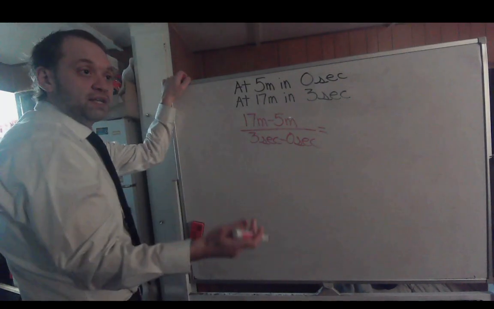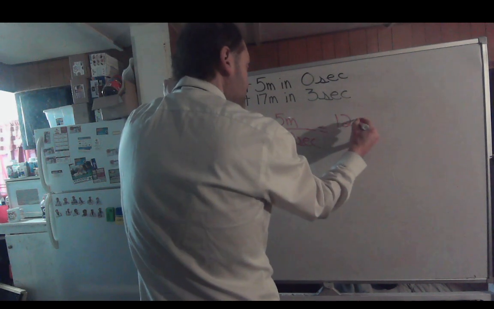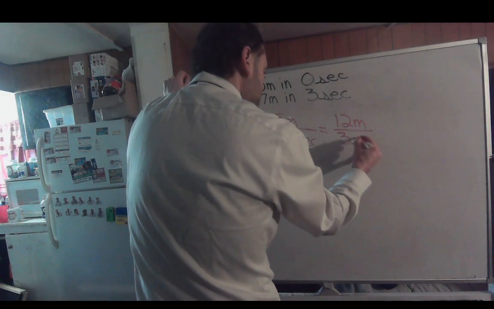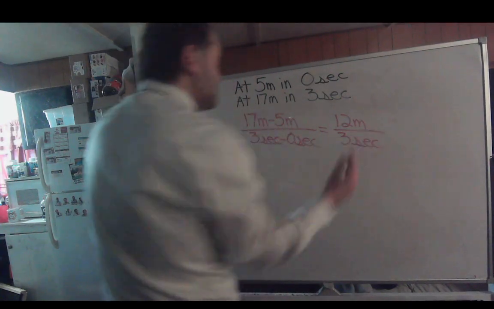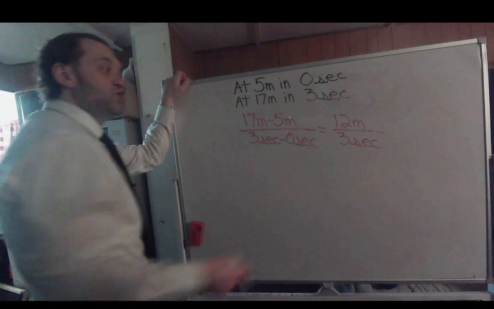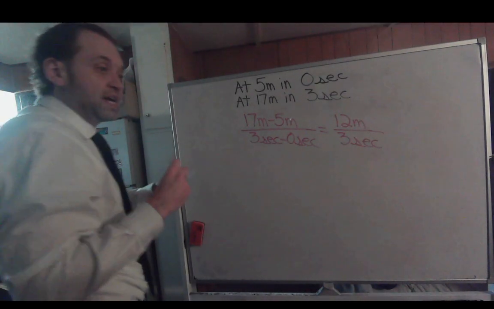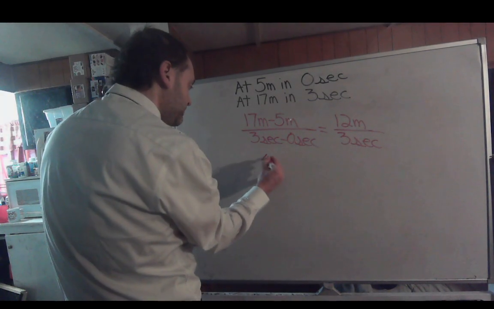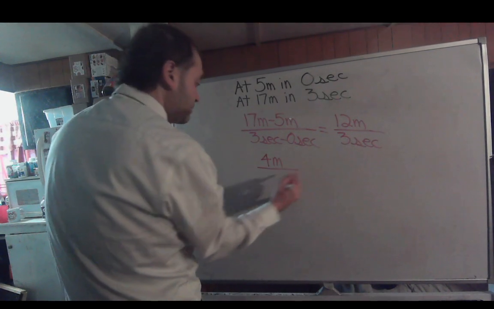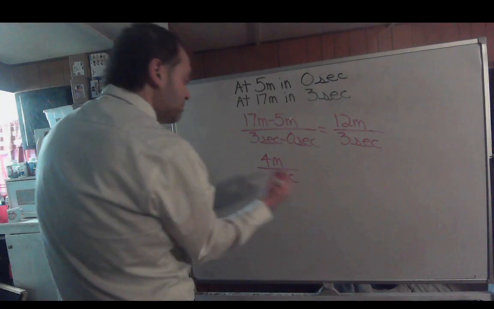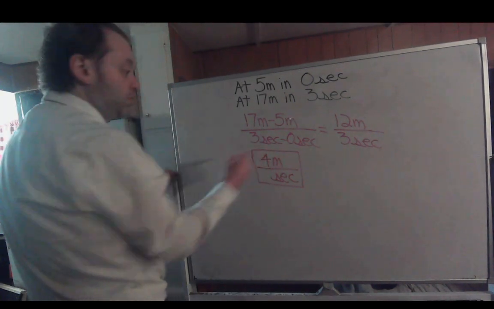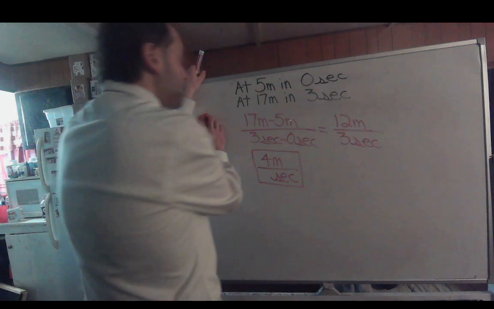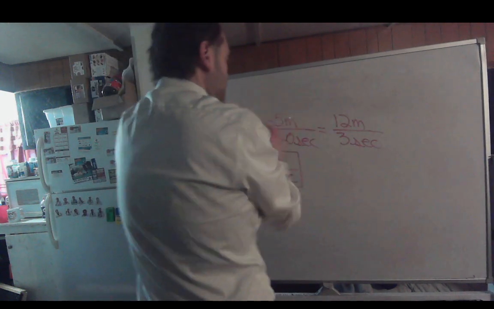Well, what's 17 minus 5? That's 12 meters. Then 3 seconds minus 0 seconds, that's 3 seconds. So I've gone 12 meters in 3 seconds, but what is my rate of change per 1 second? If I want to get it per 1 second, I divide both numerator and denominator by 3. 12 divided by 3 is 4, and 3 divided by 3 is 1. So my rate of change is going to be 4 meters per second. I increase 4 meters per second. And I've got one more of these rates of change.